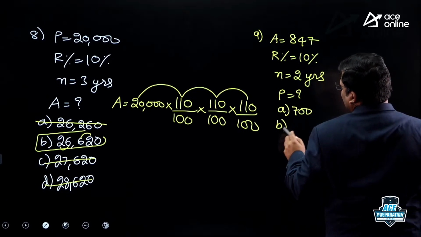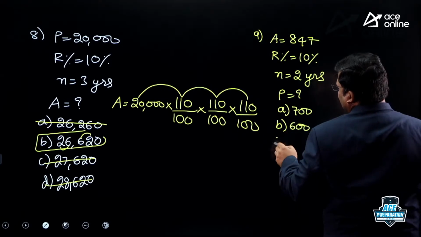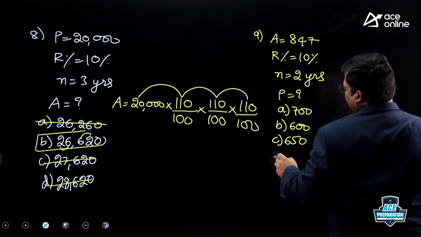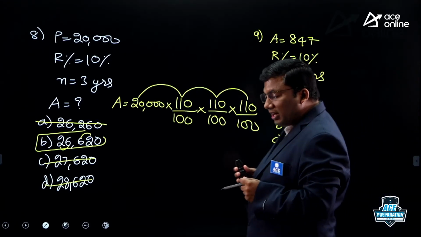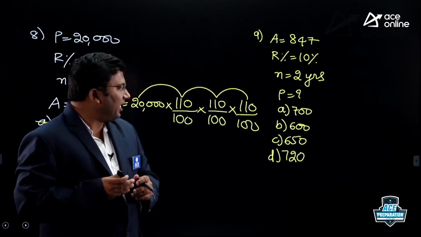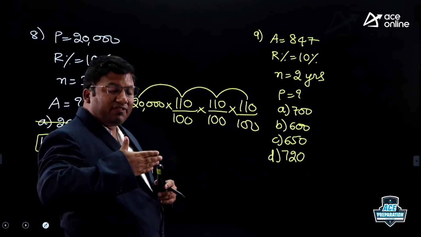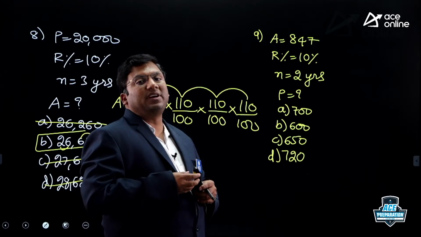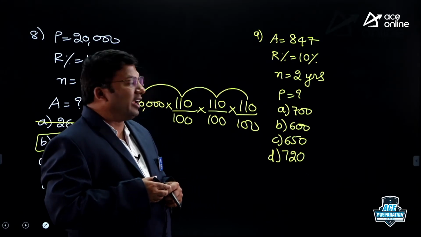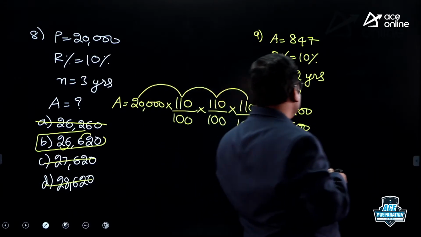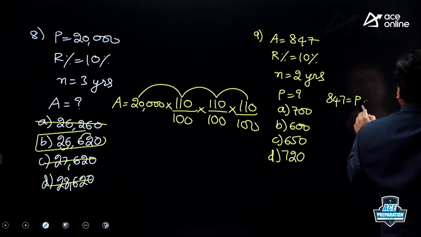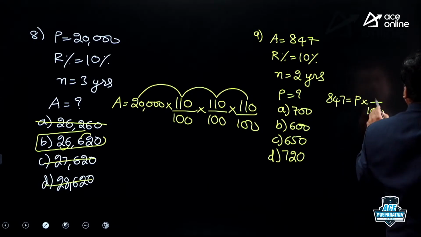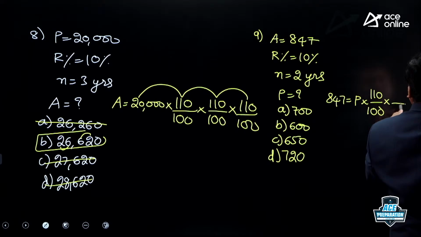Listen carefully. If the options are like this, 700, 600, 650 and 720, once the fundamentals are clear, then IBPS Clerk PYQ questions will be a cakewalk for you. Now if you see, what is the final amount? It is 847. Principal, after the first year, instead of 100, it is 10 more. Second year, instead of 100, it is 10 more.